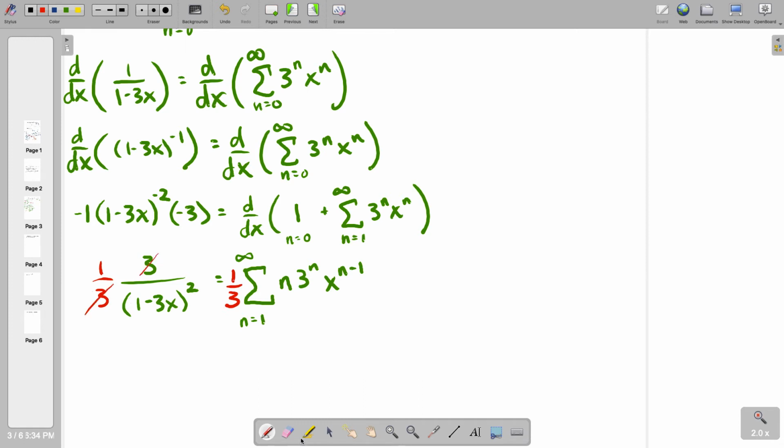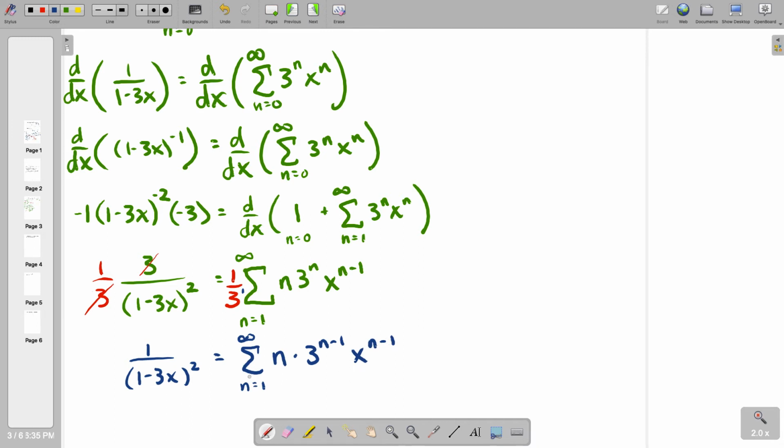So now the left side looks exactly like the function that I wanted. And then here, I could distribute my 3 through if I wanted to. n equals 1 to infinity of n times, there's a 3 to the 1 on bottom, so we subtract the exponents, so times 3 to the n minus 1 times x to the n minus 1.